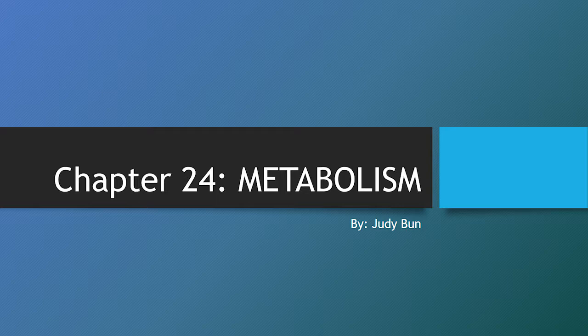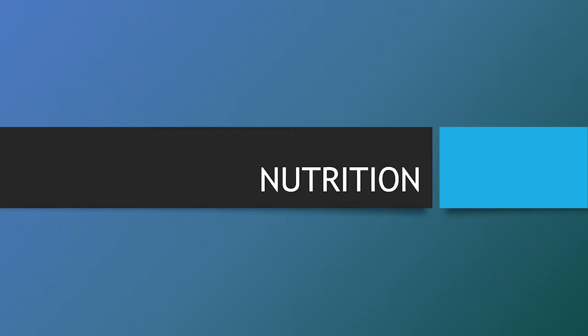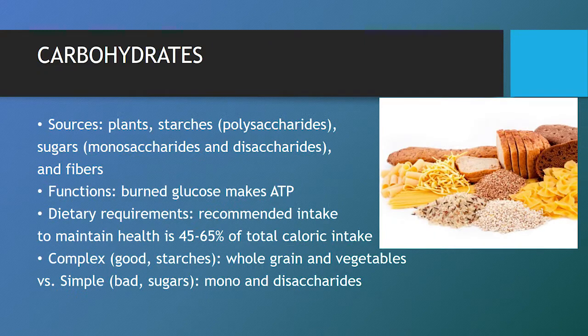So, beginning with nutrition, there are different groups. Starting with carbohydrates, the sources of carbohydrates can be found from plants, starches, sugars, and fibers. The functions include the burning of glucose to make ATP, so energy for the body. The dietary requirements: it is recommended that it should only be 45 to 65% of the total caloric intake.